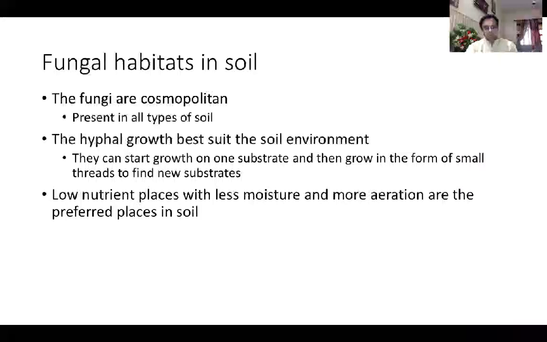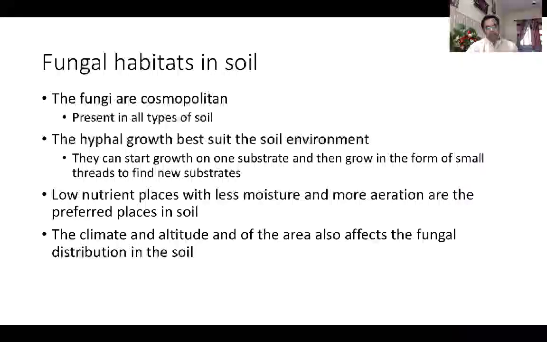And then the places with low nutrients and less moisture are also suitable for fungal growth, having more aeration. The fungal abundance and their diversity also change with climate and altitude. The areas where temperature rises contain different types of fungi as compared to the areas with low temperatures at high altitudes.